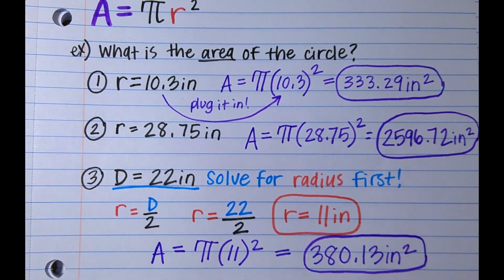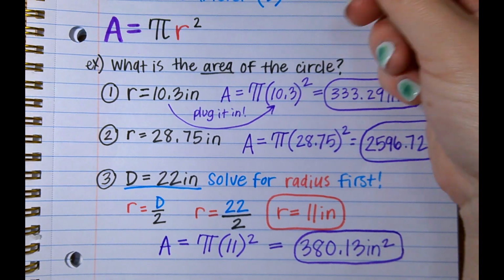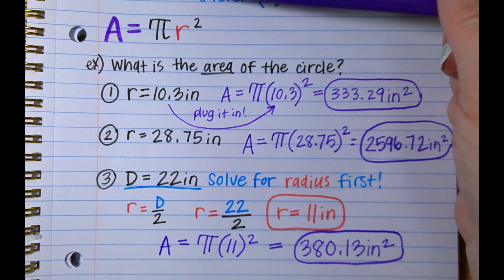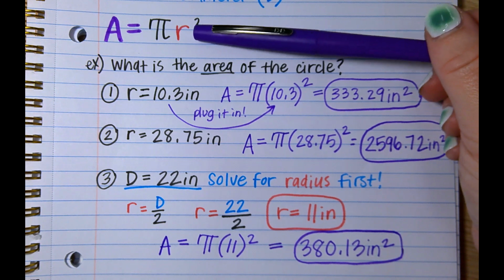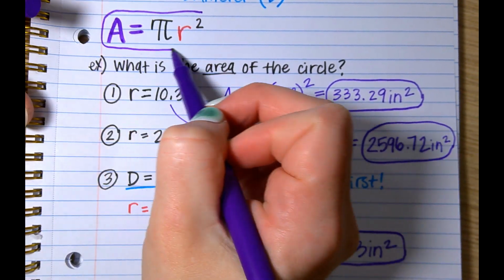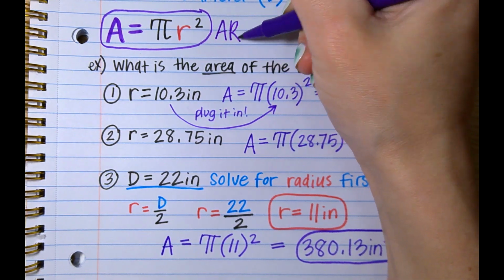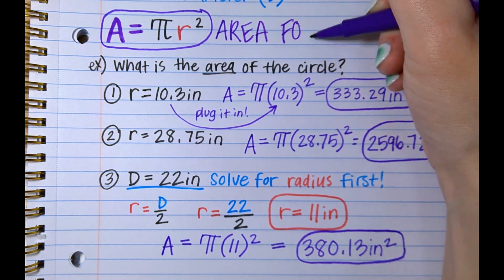So the biggest thing to keep in mind is to find area, we have to have the radius. We need to know that half length. If we don't have radius, we have to find it first. So keep this formula in mind. This is for area. Area formula.